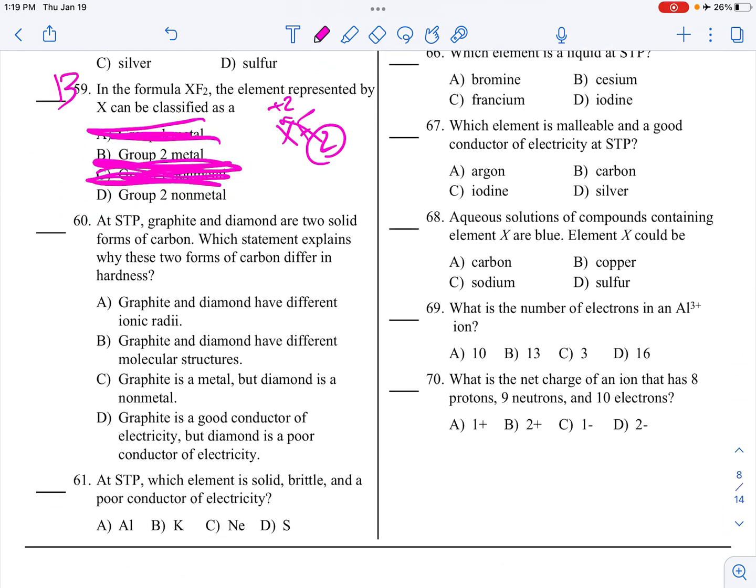Finally, this is our halfway point. Graphite and diamond are two solid forms of carbon. Why are they different? Well, they have different structures. Diamond is an interconnected network, whereas graphite is in thin sheets which can easily break.